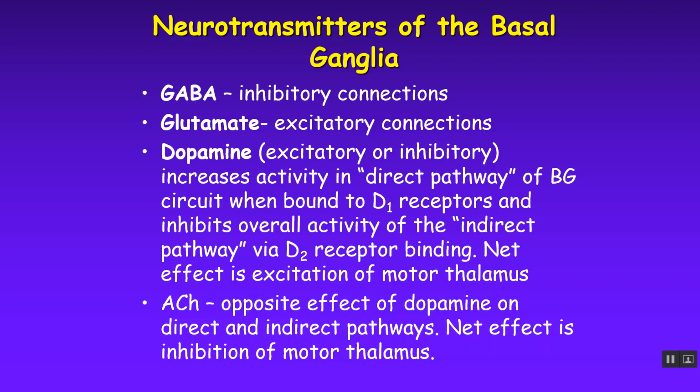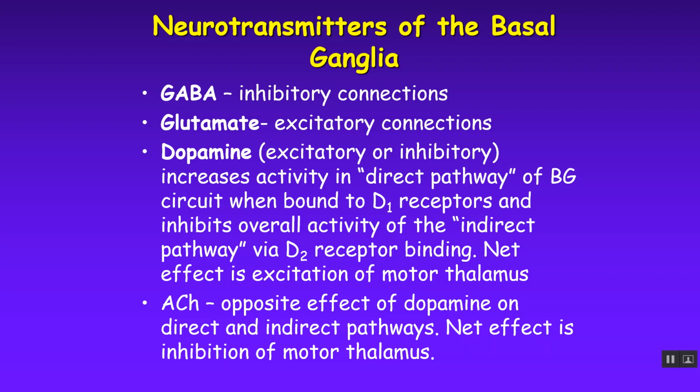So when you have the right amount of dopamine being squirted into the basal ganglia circuitry, it keeps the direct pathway more active and it inhibits the indirect pathway. The direct pathway increases activity of the motor thalamus. The indirect pathway inhibits it. So you're exciting the excitatory pathway and you're inhibiting the inhibitory pathway. And so the net effect is you get more motor output.